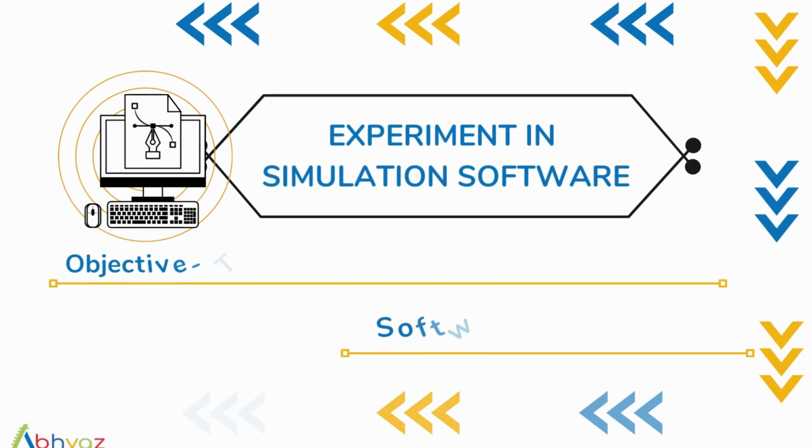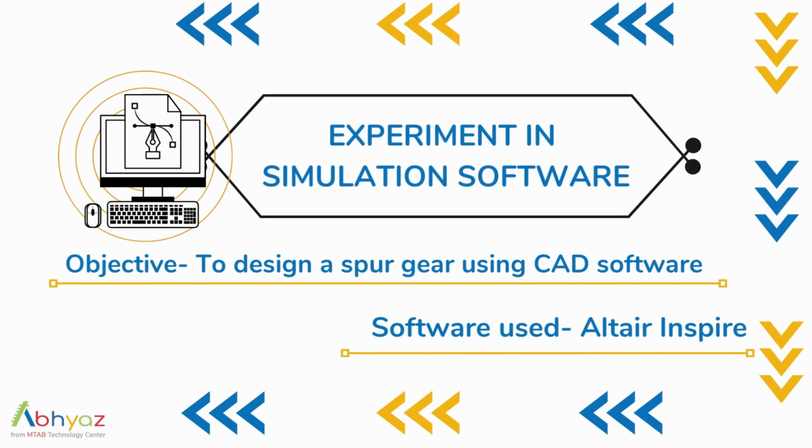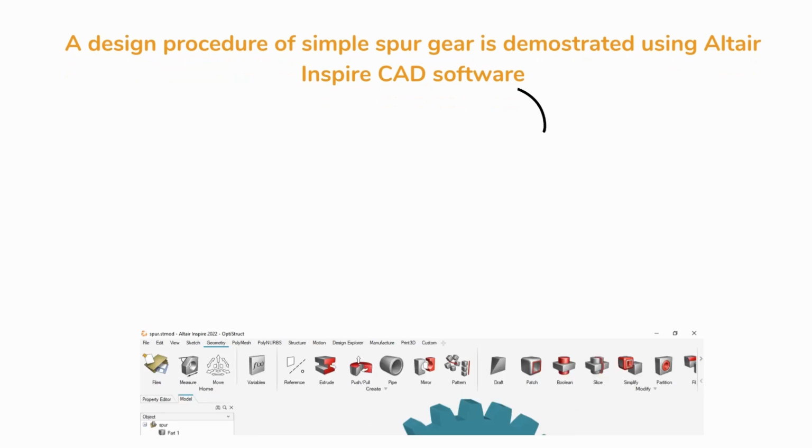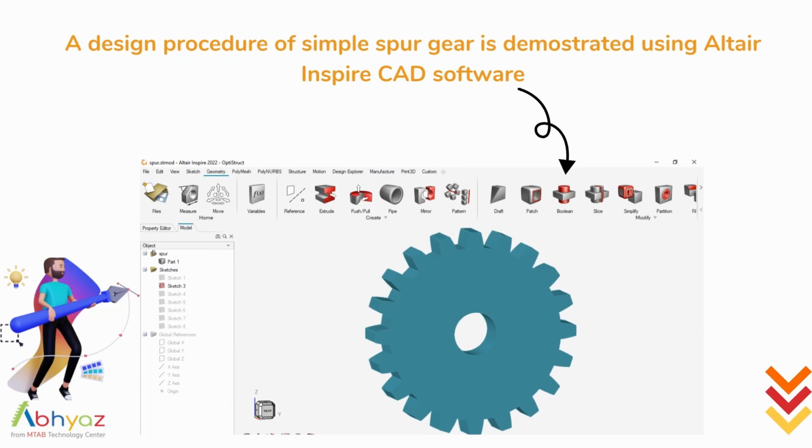In this section of the module, we will be performing the experimentation in the simulation software called Altair Inspire. Our task is to design a spur gear in the CAD software. A spur gear or straight-cut gear is the simplest type of gear. They consist of a cylinder or disc with teeth projecting radially. The tooth faces are straight and aligned parallel to the axis of rotation and their cross-section usually isn't triangular.